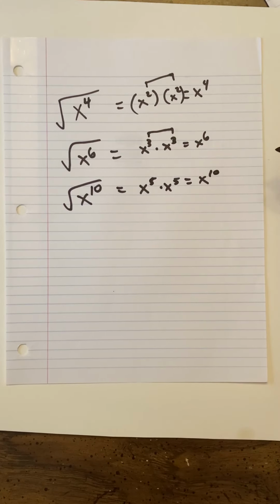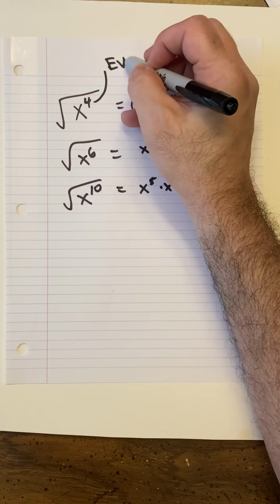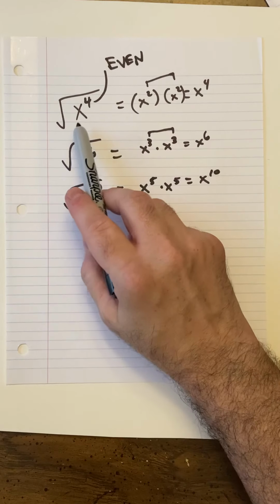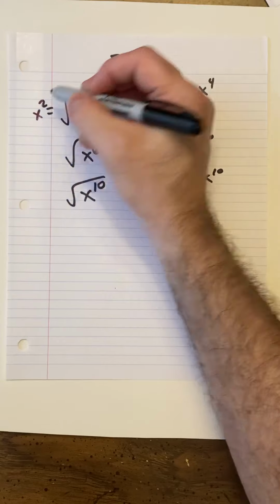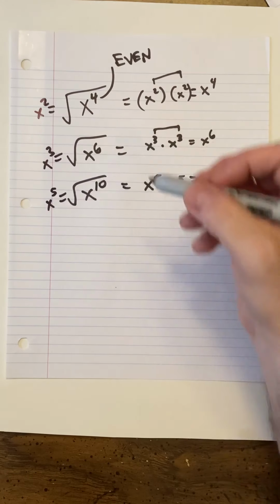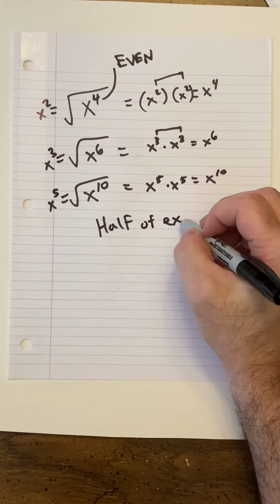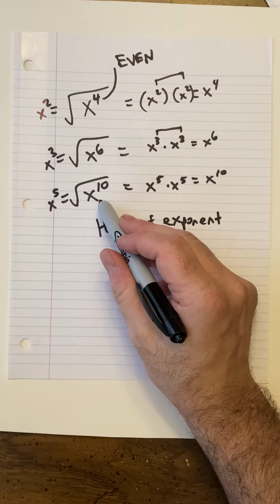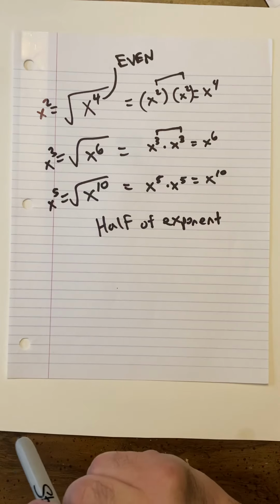So that kind of brings us to a rule. And the rule is if the exponent is even for a variable, then what you're going to do to find, by the way, the answer to this is x squared, the answer to this is x cubed, the answer to this is x to the 5th, and you just literally need to take half that exponent, and you've got the answer. So the square root of x to the 10th is x to the 5th. The square root of x to the 6th is x to the 3rd.